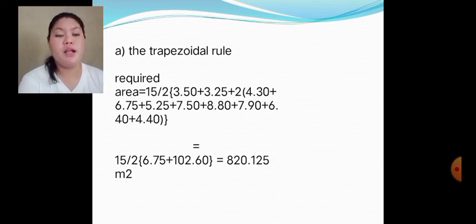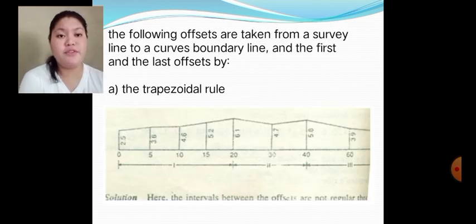Plus 2 equals the sum of the other offsets, which is 4.30 plus 6.75 plus 0.25 and so on. So equals 15 over 2, 3.50 plus 3.25 is equal to 6.75 plus 102, because we add these offsets. The answer equals 820.125 meters squared.